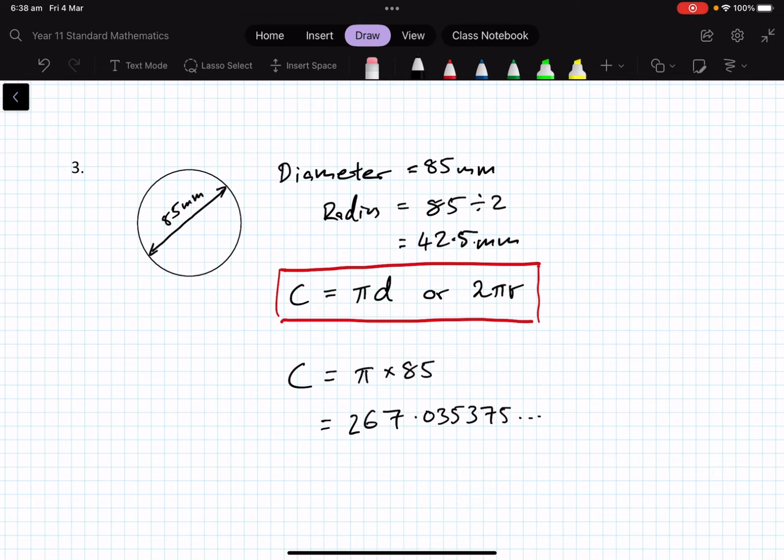267.03537... Now, I wrote it to all those decimal places. It's a good habit to get into. When you get a calculated answer, write it out to a number of decimal places and then round it in the next step. So I'm just going to go to the nearest millimeter, 267 millimeters, which is equal to 26.7 centimeters. Probably a slightly better unit, more sensible if you like. So if you have an 85 millimeter diameter, it's just pi times the diameter, which gives you 267.